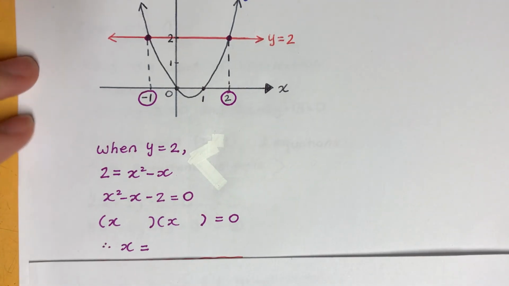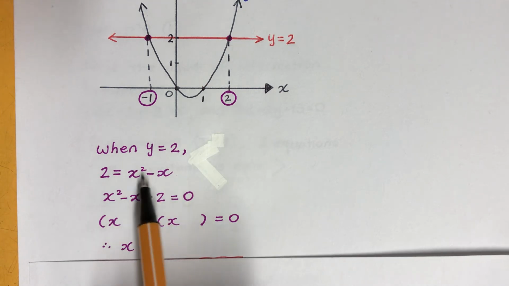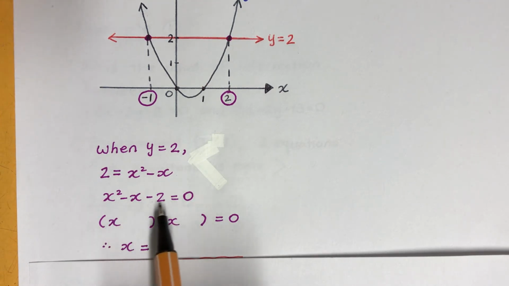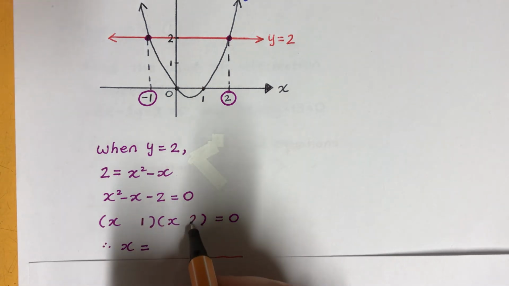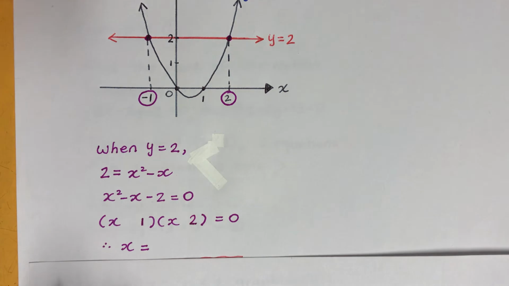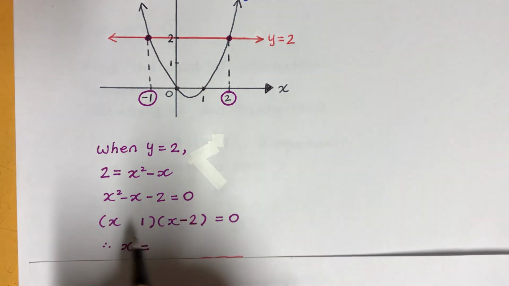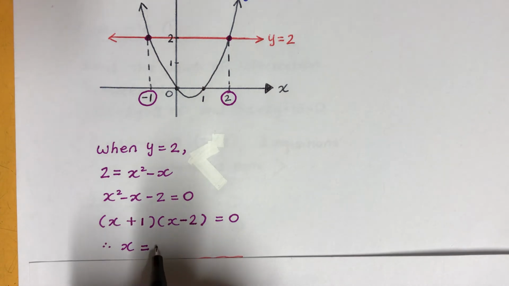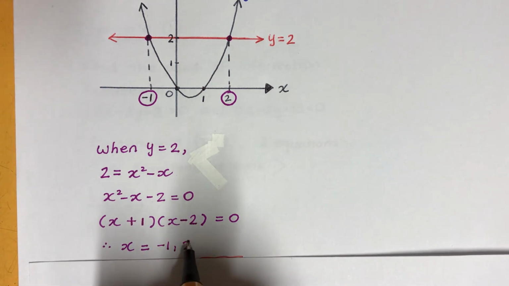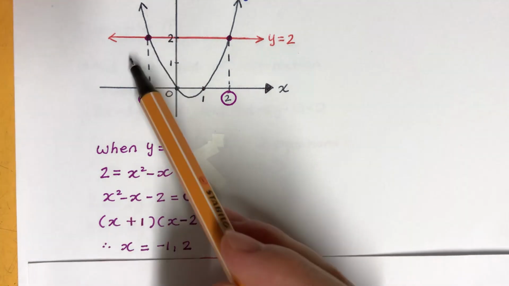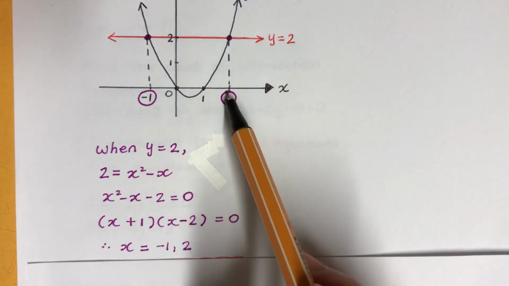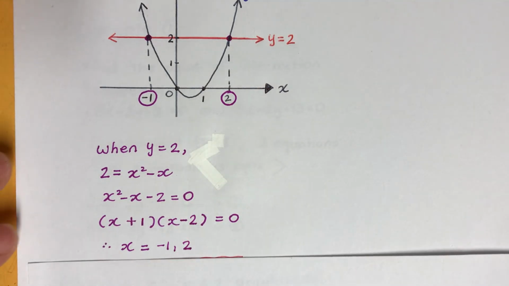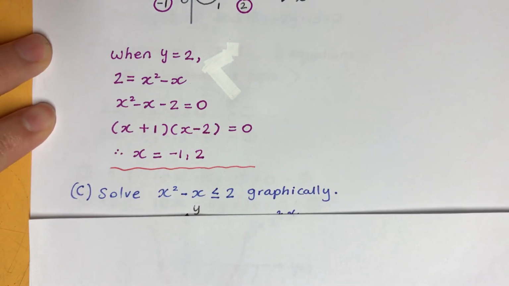So here, when y equals 2, I substitute 2 into the parabola equation, and I made it into a quadratic equation equal to 0. Now, I can factorize this nicely. 2 is a prime number, so 2 factors there. And the middle part, which is the sum of the 2 factors, is negative. So the bigger number should be negative and a plus. So I will have minus 1 and 2 as my x values when y equals 2. That's what I've got there. Okay, so that's what part B is.